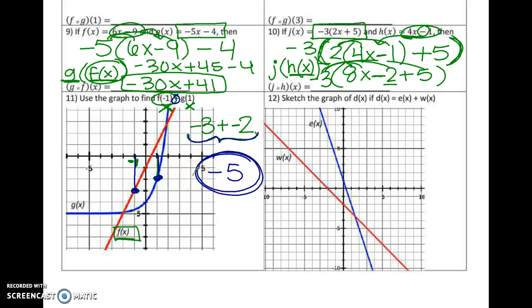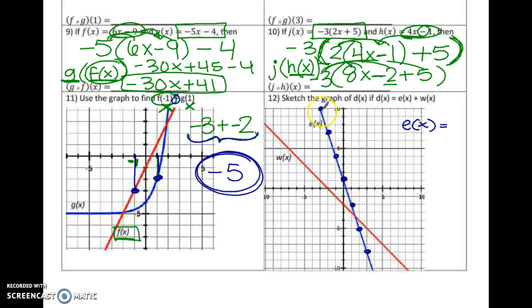Sketch the graph of d(x) if d(x) is e(x) plus w(x). Well, here it would be helpful to know what the e(x) equation is. So if I look at it, it's a line, so I need to find the y-intercept and the slope. So if you look, you can see that another good point to use, well, I've got one there and here, I've got one here, all along this line, if I keep going.